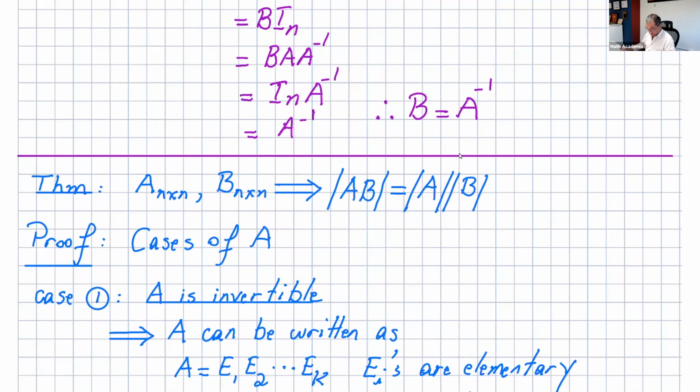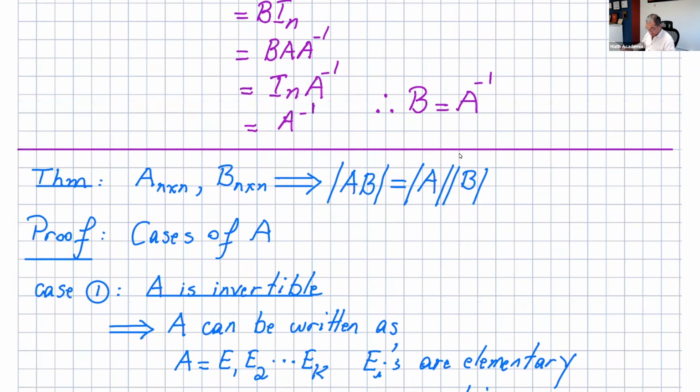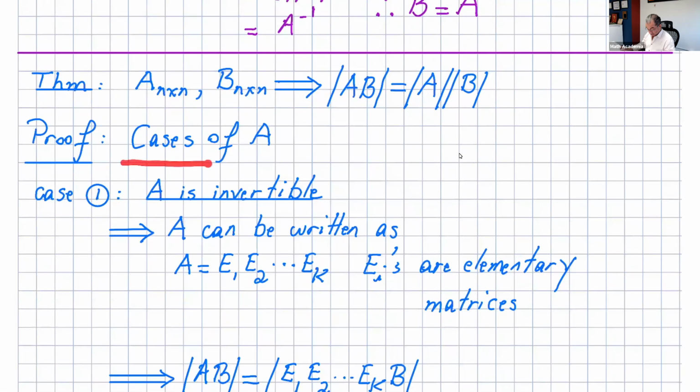Next, if A and B are n by n matrices, the determinant of AB equals the determinant of A times the determinant of B. Little proof for that. Case 1: we say A is invertible. Therefore, A can be written as the product of elementary matrices. So you can write it like that.